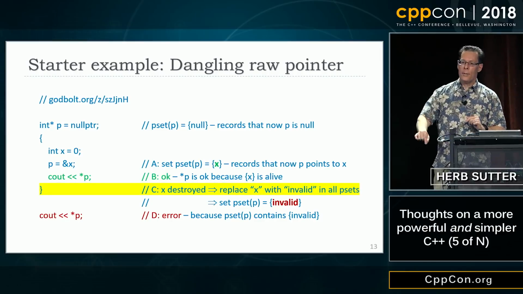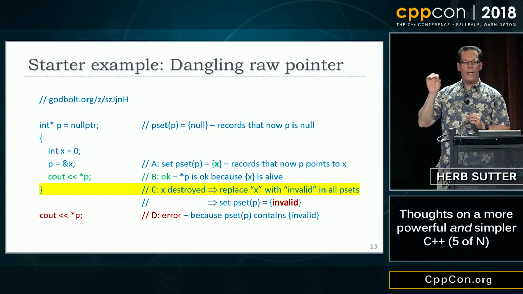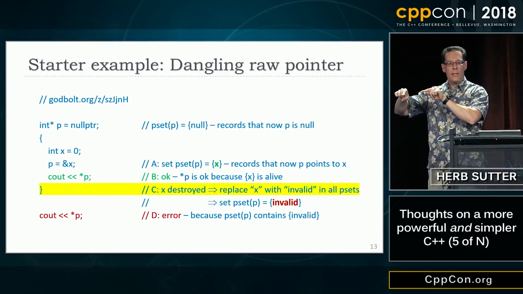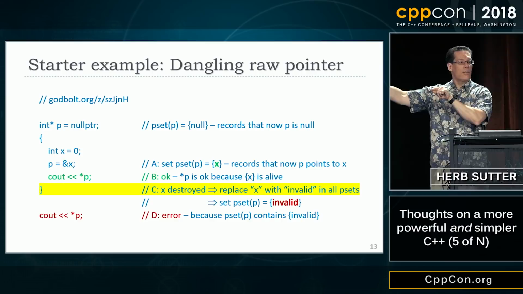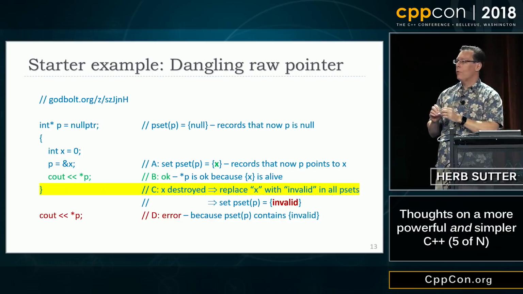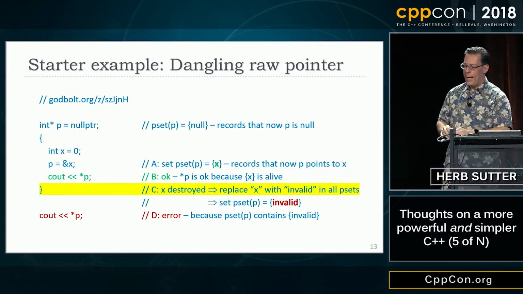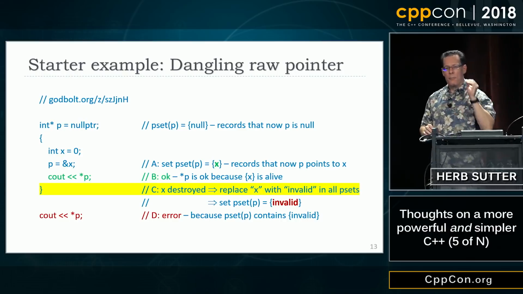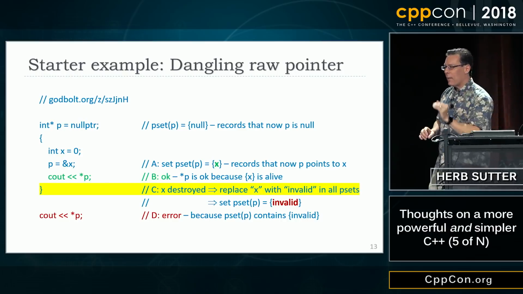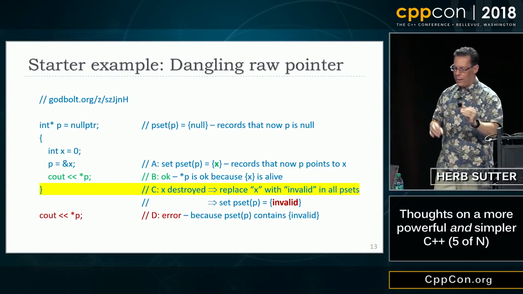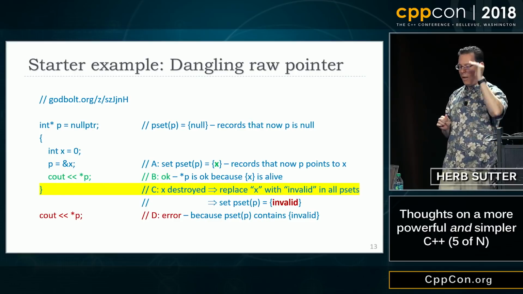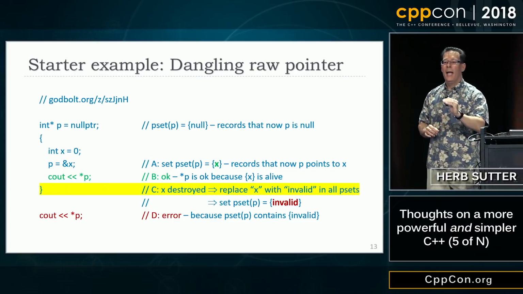When you do the star p, I know that, what is p's p set? Points to x. That's still in scope. Wonderful. I won't give you an error. Star p is fine. But now close that brace and repeat that exact same expression, cout star p, from line B where it's green to line D where it's red.